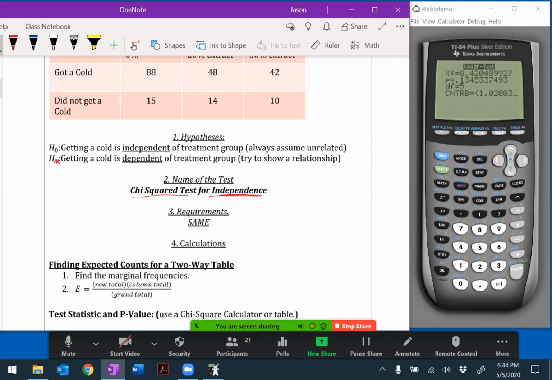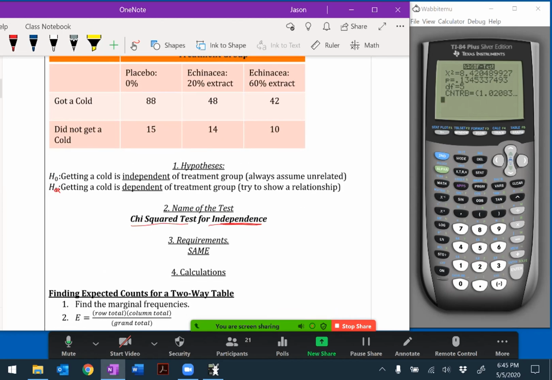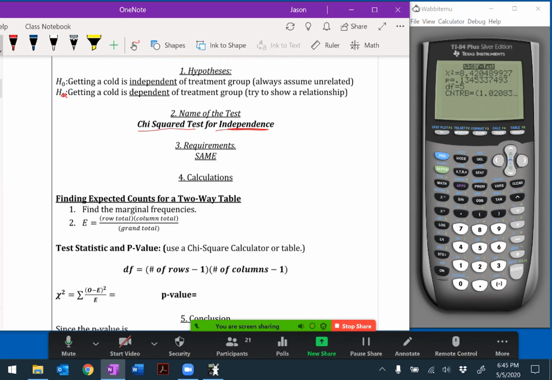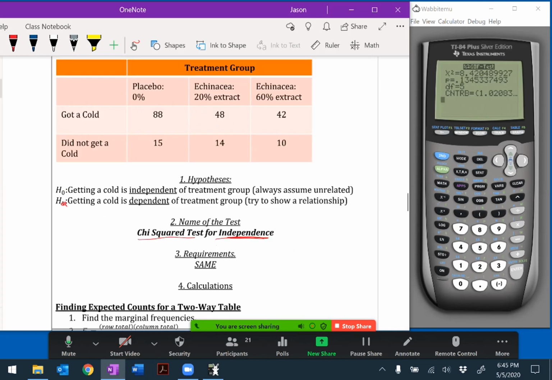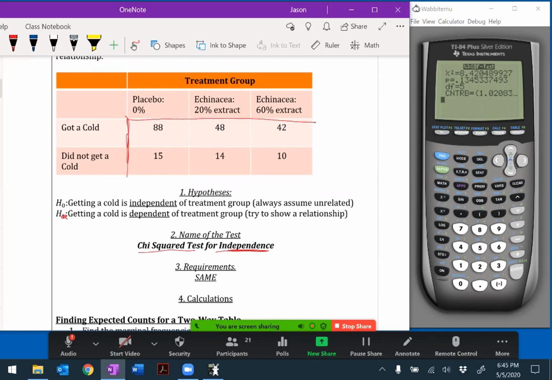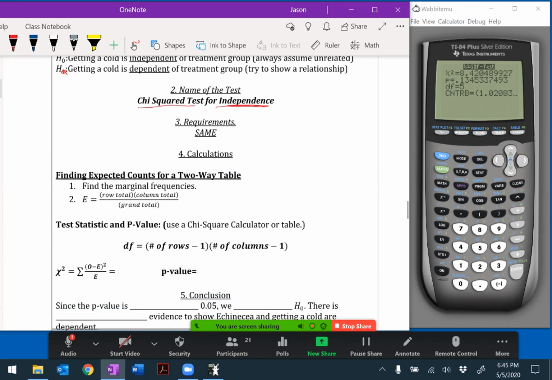Number 3, the requirements are the same as before. We just need to make sure that we have at least 5 observations for each of these. Then the calculations: find the expected counts for a two-way table. It's called a two-way table because it has 2 ways to go: rows and columns, vertical and horizontal.